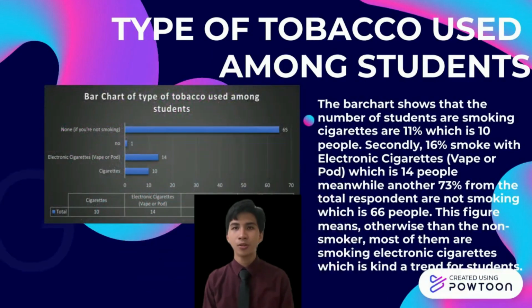The bar chart shows that the number of students smoking cigarettes is 11%, which is 10 people. Secondly, 16% smoke electronic cigarettes, vape or pod, which is 14 people. Meanwhile, another 73% of the total respondents are not smoking, which is 66 people. This figure means otherwise than the non-smoker. Most of them are smoking electronic cigarettes, which is kind of a trend for students.